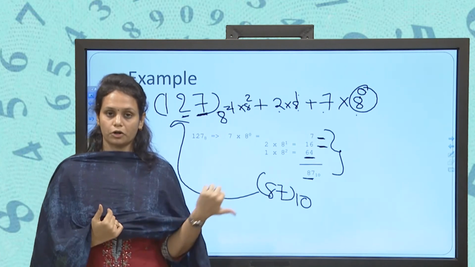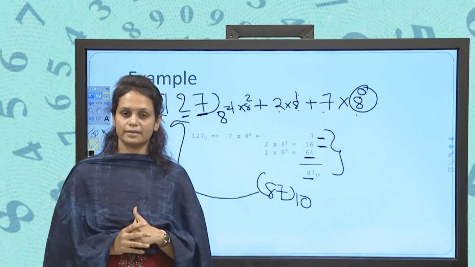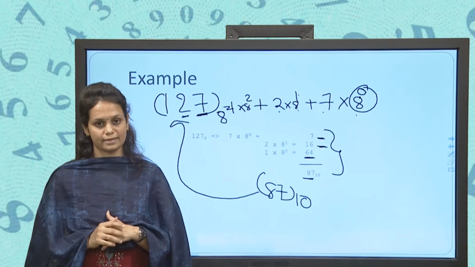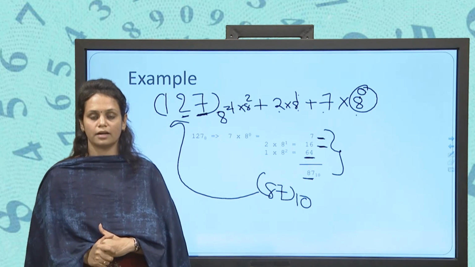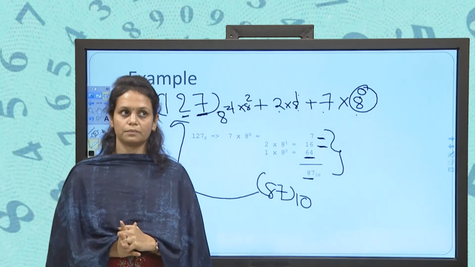Then we saw the octal number. What is the octal number? It is the base 8 number. Next we saw the hexadecimal number. What is the hexadecimal number? It is the base 16 number.